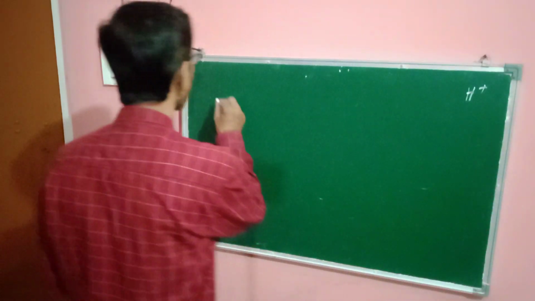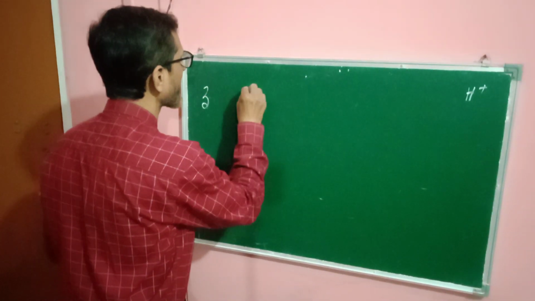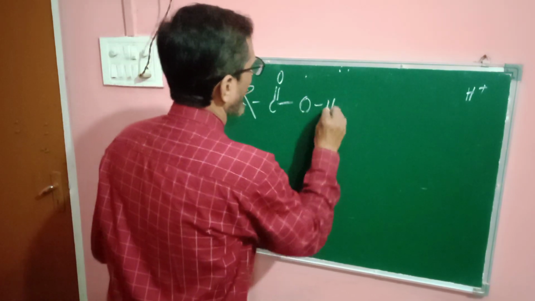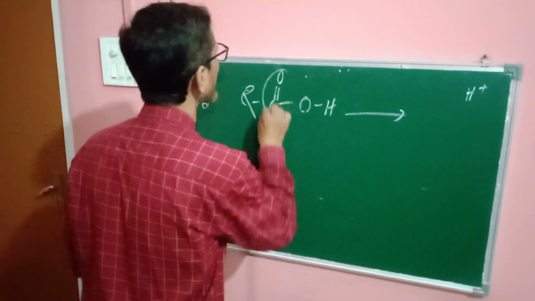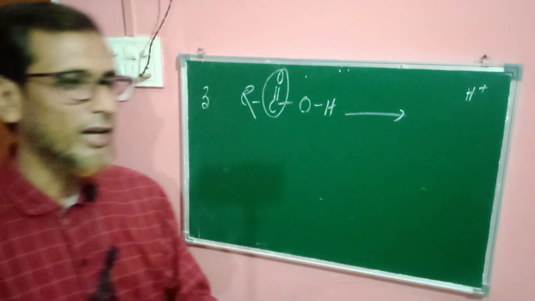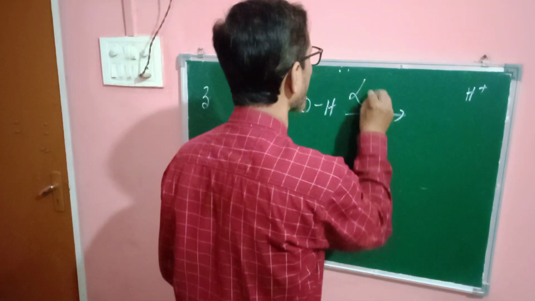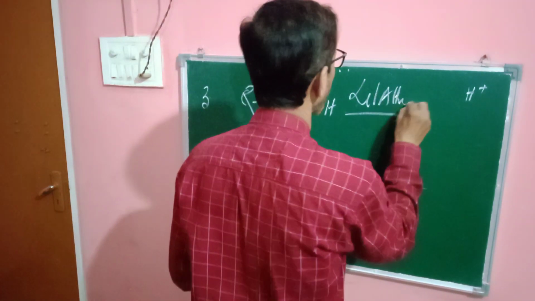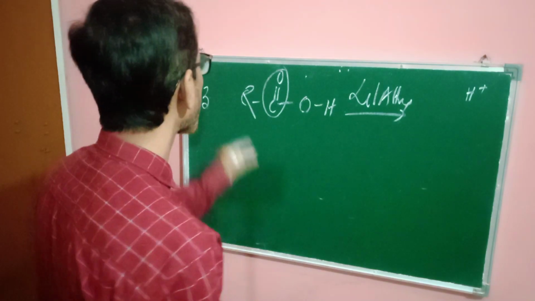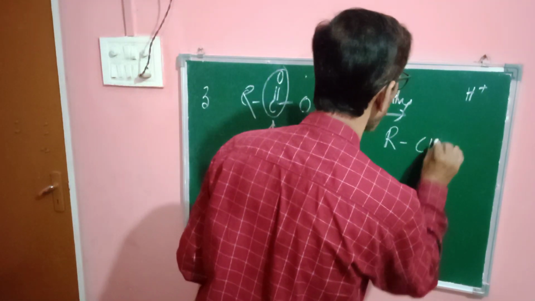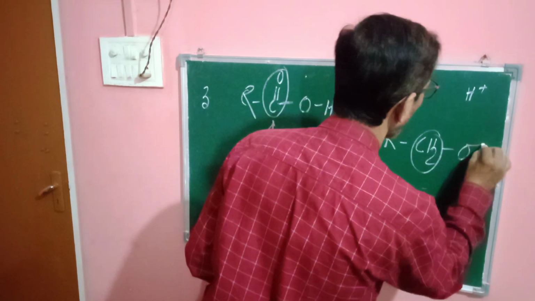So the third part of the reaction is RC double bond O, H, involving this CO. Mind to follow this one. We will use a reducing agent. We will use a reducing agent, lithium aluminium hydride. We'll just use the reducing agent, then this part will get reduced to CH2OH.